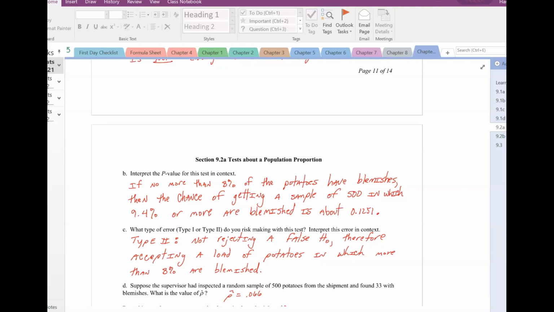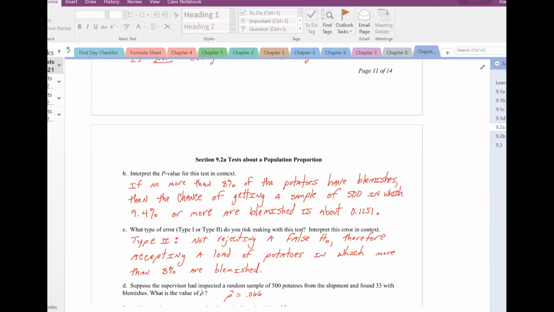Now take a look at part D. Sometimes this will come up too. It says, suppose the supervisor had inspected a random sample of 500 potatoes from the shipment and found 33 with blemishes. What's the value of P hat? Well, the value of P hat in this case, 0.066, that is less than 8%.